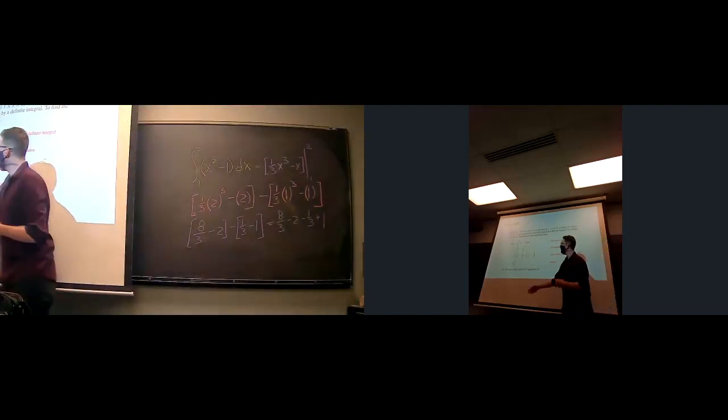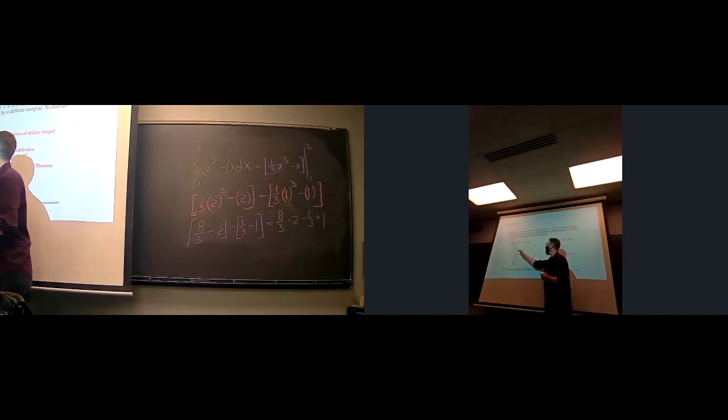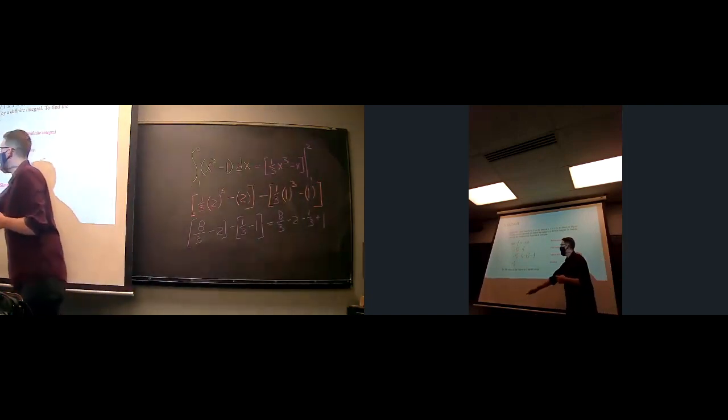So, jumping forward and looking ahead, they do the same thing, right? They evaluate the integral, and then they apply their bounds. When all is said and done, the answer should come out to be 4 over 3.